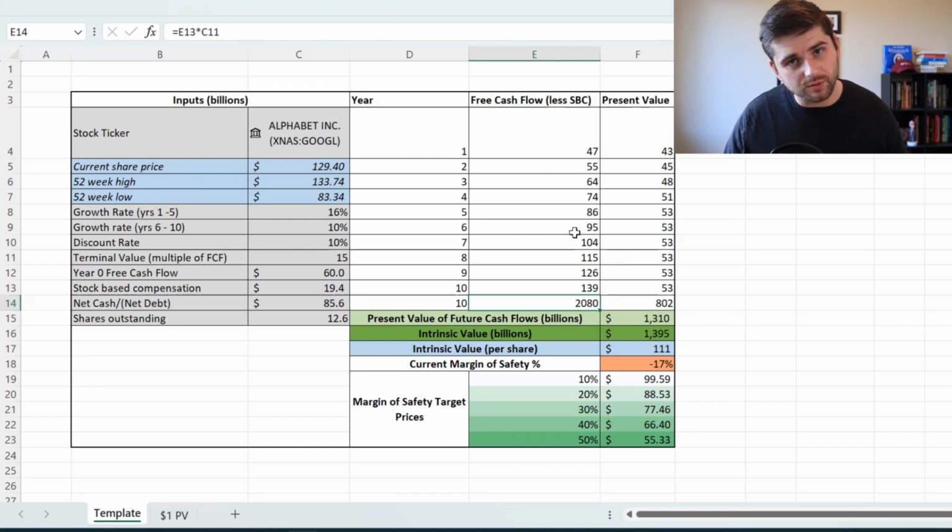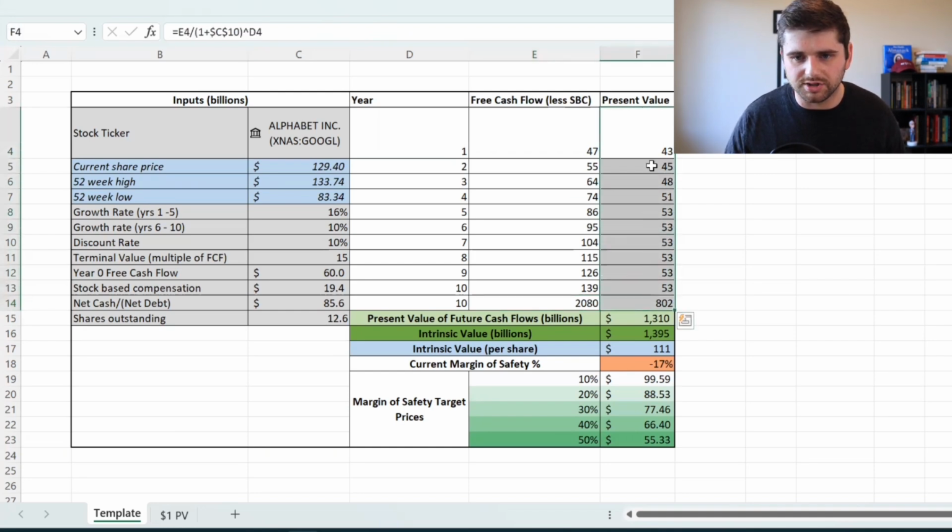Those numbers we of course need to discount at that 10% rate like I talked through earlier. So that's what this present value column is. It's showing some much more modest figures in here because we've discounted it at 10% annually. And if we tally all those up, we get about $1.3 trillion here for Google.